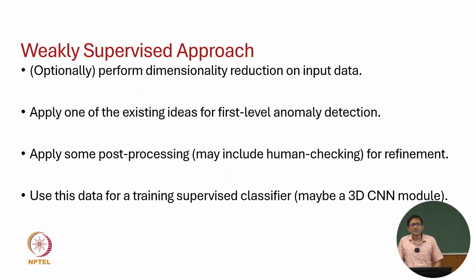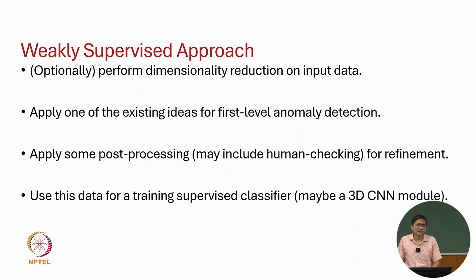Now, some pixels or some objects are detected as anomaly. On top of this, one can apply some post-processing. This post-processing could also be, let's say, some human intervention for refinement of the anomalies. So indeed, there could be a large number of false alarms and one could just give it to human annotators. Now, these all qualify as anomaly and some of them do not qualify as anomaly.